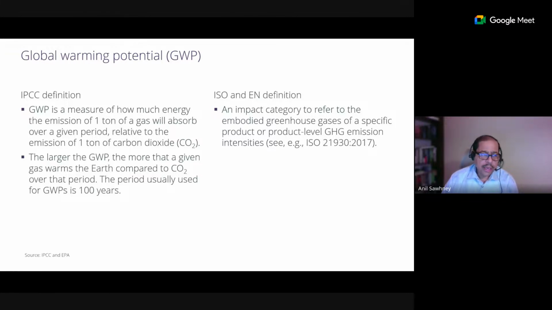Okay. Again, we have adopted it slightly in the ISO and EN definitions, where we use it to calculate LCAs. An important category is to refer to the embodied greenhouse gases of a specific product, or product level GHG emission intensities. So we further modify GWP. So when I'm doing WLCA calculations for a building or a bridge or a transportation project, I am essentially focusing on GHGs and calculating GWP values.